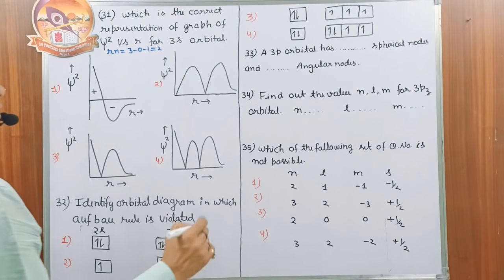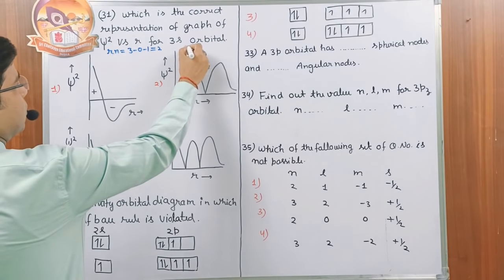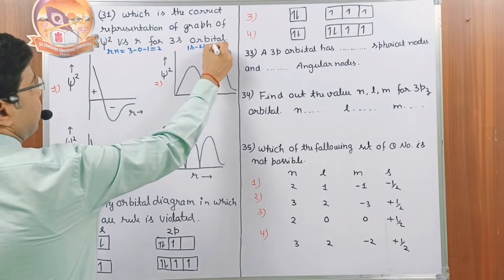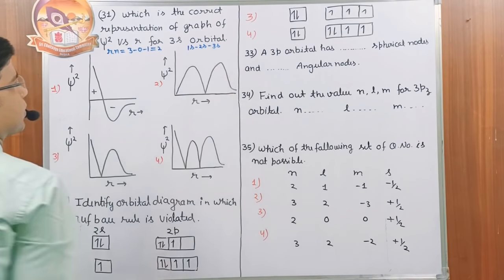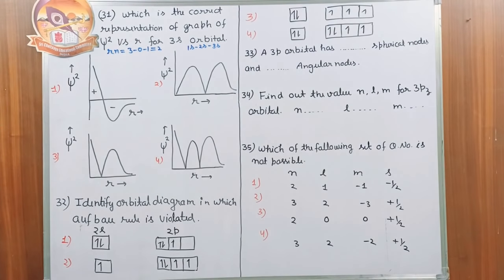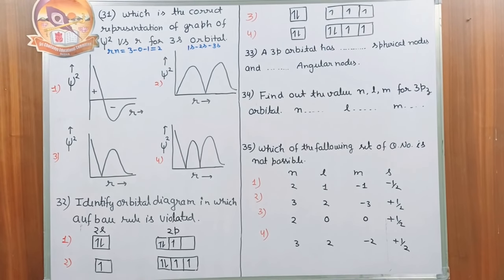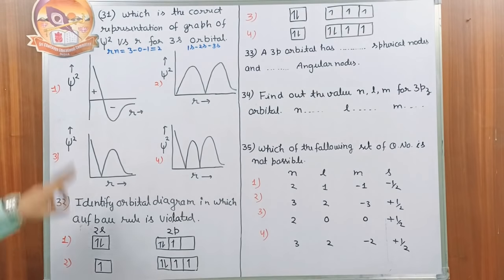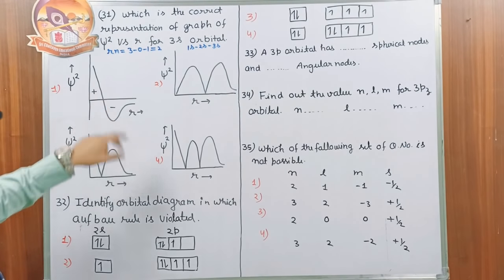2 radial nodes means one node we have between the 1s and 2s, and second node we have between the 2s and 3s. And we know that psi is the amplitude, the amplitude of the electron wave function. Psi can be negative, psi can be positive. But in option number 1, psi square is given as negative as well as positive.